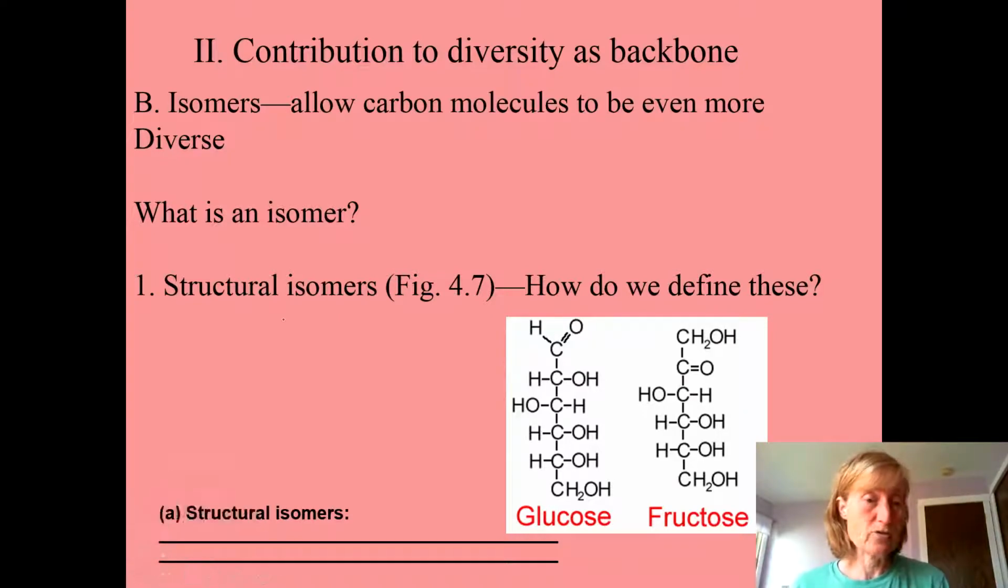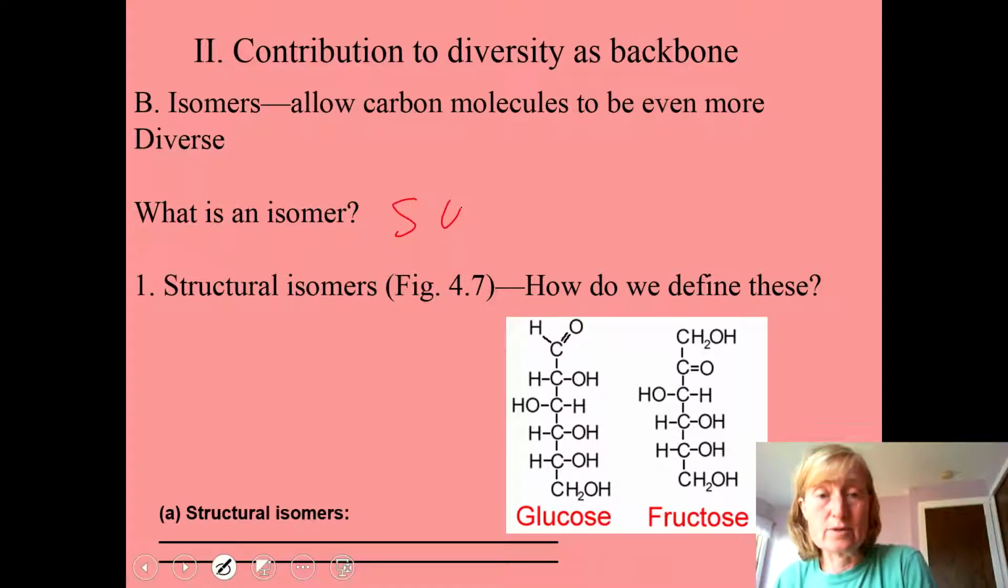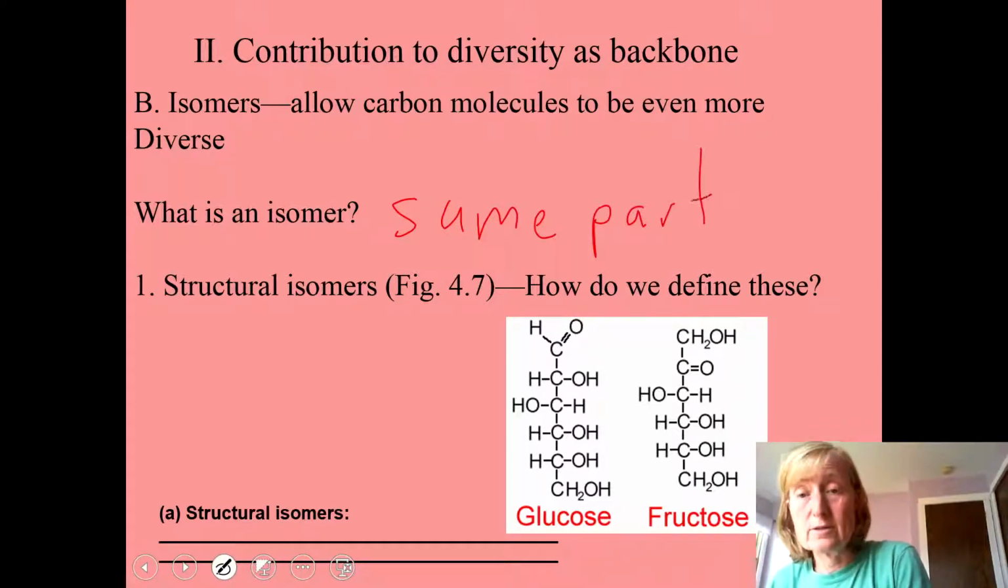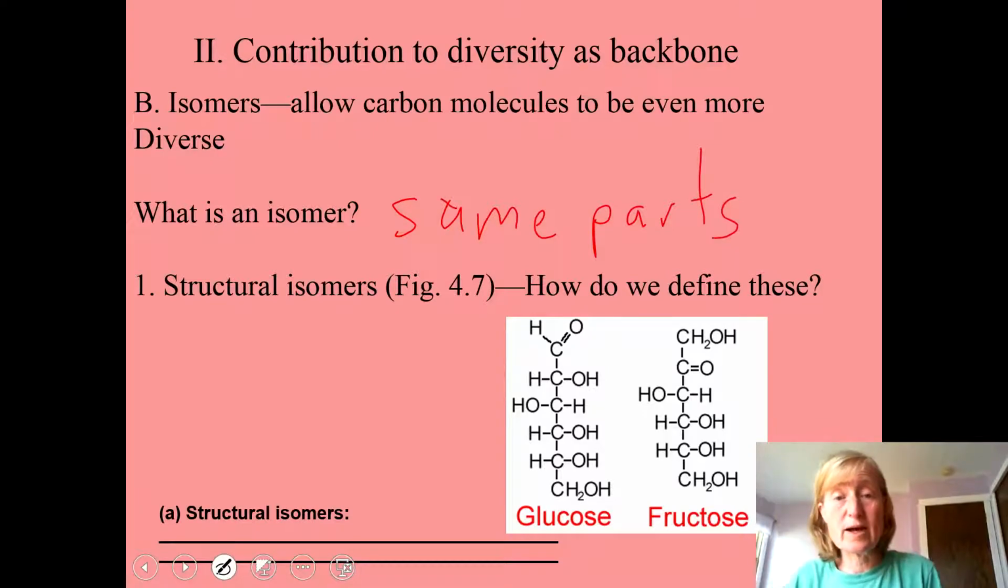The word itself, isomer: mer means parts and iso means same. So this is actually saying same parts. Isomers are pairs of molecules that have the same parts. And there are many different kinds of isomers. We'll look at just a couple of them. We're going to see some in later chapters as well.